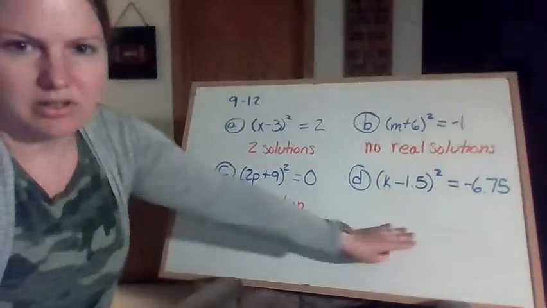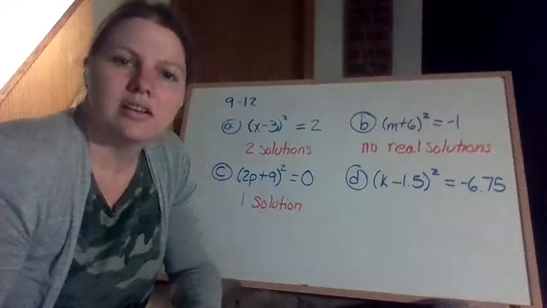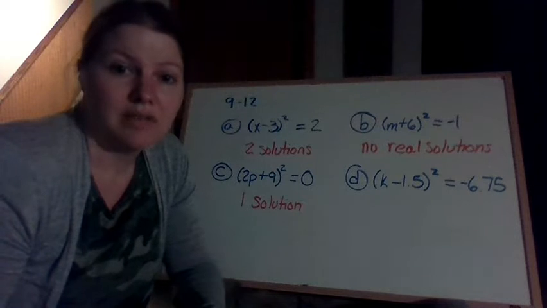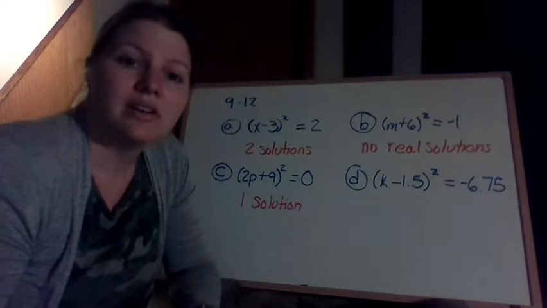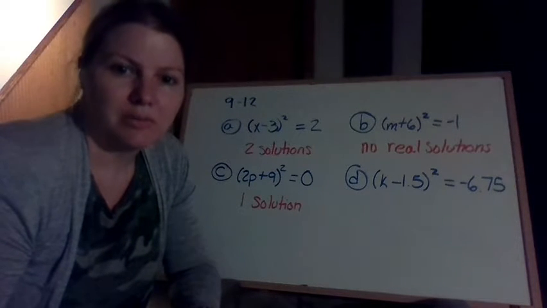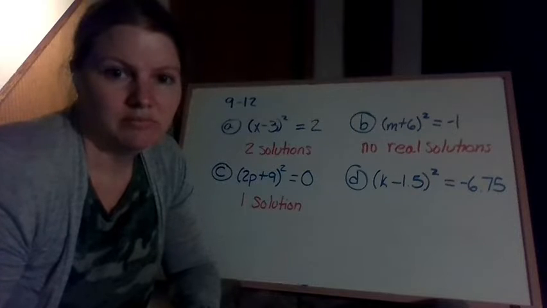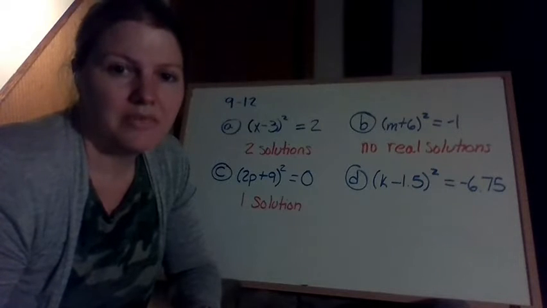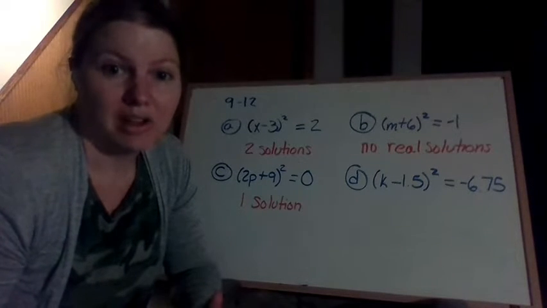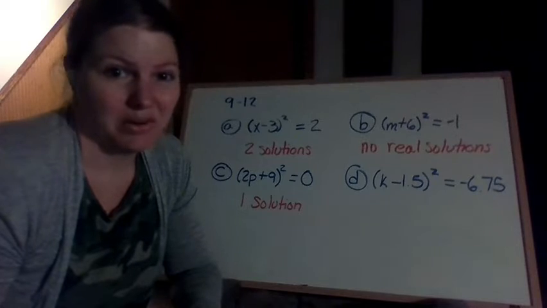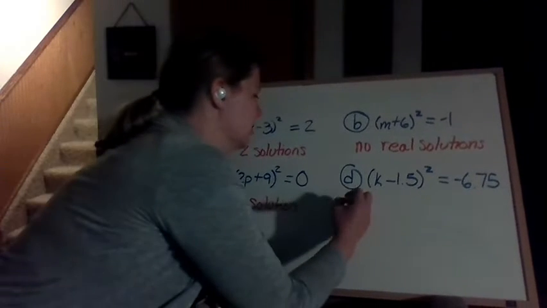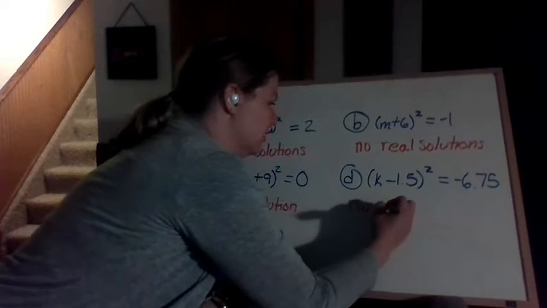Okay, now take what you learned and look at this last one, D. If you took the square root of negative 6.75, what would you say for the number of solutions? 2? No real ones? Or 1? Well, I hope that you put on the brakes again and said, I can't take the square root of a negative number. So this one would have no real solutions.